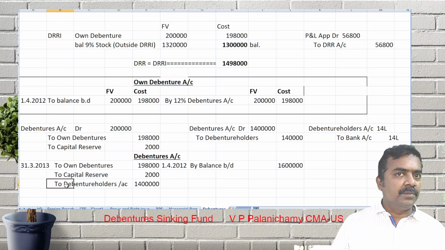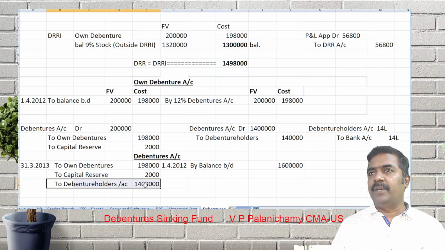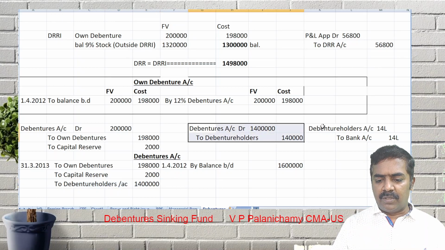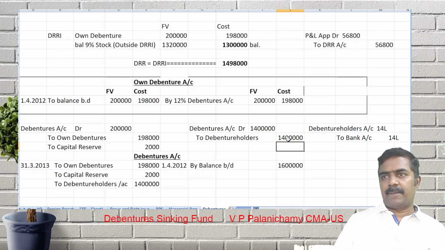Remaining is transferred to whom? Debenture holders account. Debentures to debenture holders. Then debenture holders account out to bank account. எவ்வளவு பே பண்ணணும்? 14 lakhs.